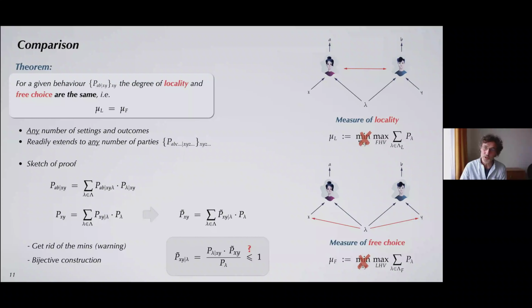So this can be done. You can get rid actually of both minimas. The first one is trivial, while this one is rather hard, but you can do this. So you can get rid of the minimas, and then you can provide a bijective construction showing that those two measures are equal. So this is the first result. Switching between locality and free choice buys us nothing in terms of modeling. It's equally hard to model a given behavior with local models and models with freedom of choice.